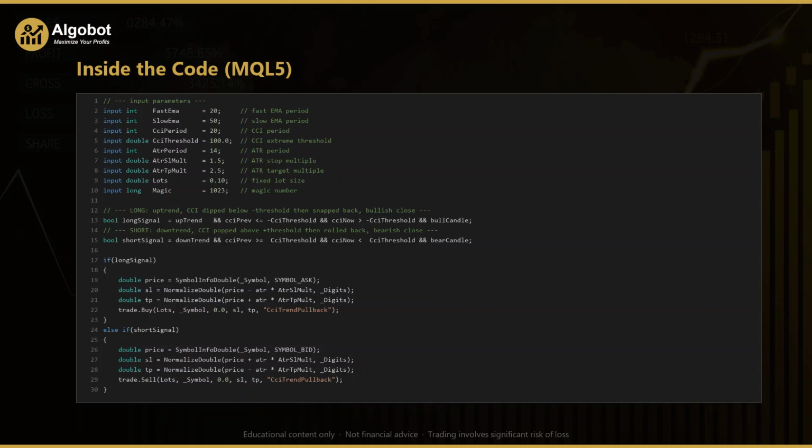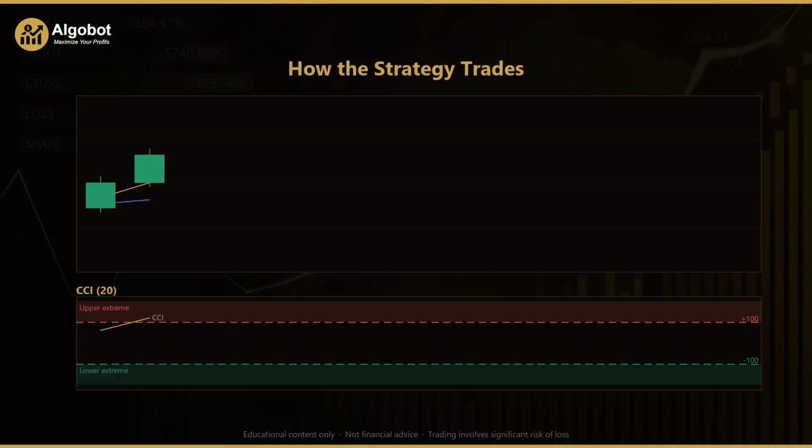Notice how compact and symmetrical this is. Both entries share the same three-filter logic: trend, CCI extreme and recovery, and a confirming candle, and both use the same ATR-based framing for their stop and target. That symmetry is what makes the strategy easy to reason about. Let's bring the logic to life on a chart.